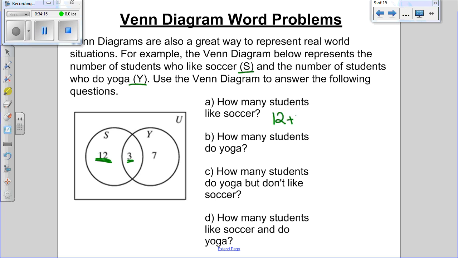How many students then do yoga? It would be 10. You have 7 students who just do yoga, but you have 3 others who do yoga and they like soccer, but they still do yoga. So that means 7 plus 3, 10 students do yoga.